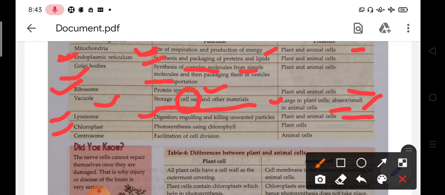Next is the chloroplast. Chloroplast means green color. So green color is chlorophyll. Chlorophyll is present in chloroplast and is responsible for photosynthesis. And chlorophyll or chloroplast are found only in plant cells. And chromoplast are also found in plant cells. Then we talk about centrosome. Centrosome's work is helping the cell division, and it is found only in animal cell. It is not found in plant cell. It is found only in animal cell.